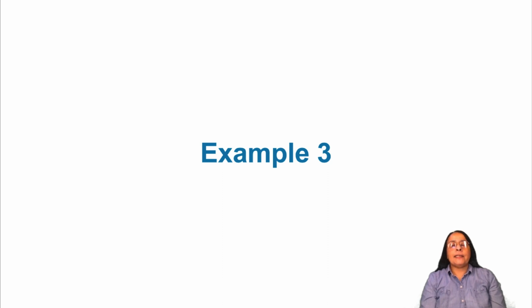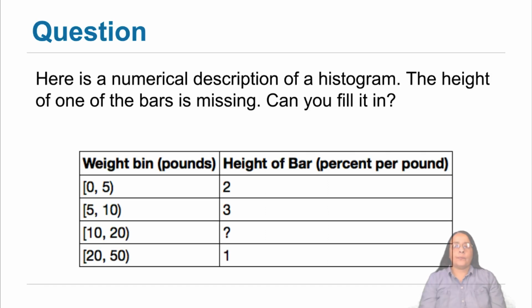This example takes another look at heights of histogram bars, but less directly than before. Instead of giving you the picture of the histogram, the table gives you the numerical description. The height of one of the bars is missing and your job is to fill it in. Let's see what you've got.